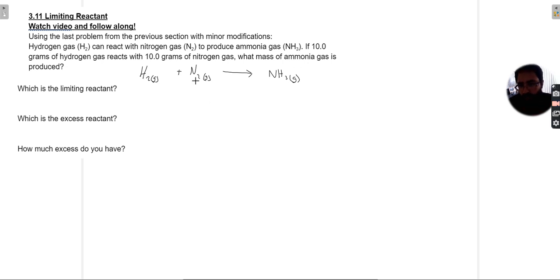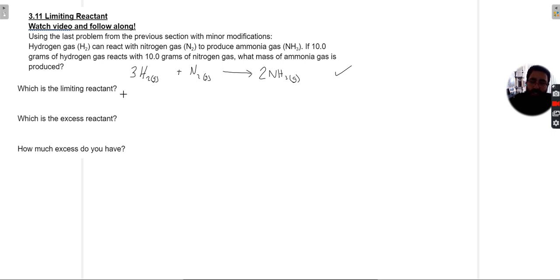Now, we need a balanced formula. There's two nitrogens here, so let's say we put two nitrogens there. But now we have 6 hydrogens, so we need 6 hydrogens over here. So now it looks balanced. Now, we have a balanced chemical equation. Awesome. You always need that.